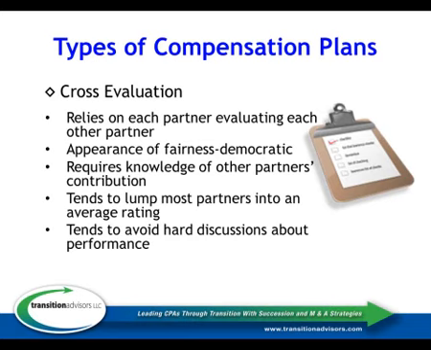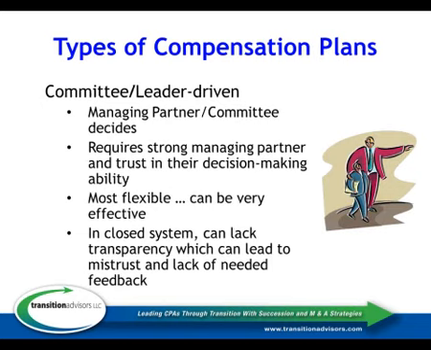And then finally, the larger firms in the country are tending to use committee-based or leader-driven systems. There's also somewhat of a tendency to move towards closed compensation systems, where not all of the owners are aware of what all the other owners are making. The committee's aware of it, the managing partner's aware of it. If you have multiple offices, certainly the office leader would be aware of it, but within the rank and file of the partners, there may not be complete transparency.